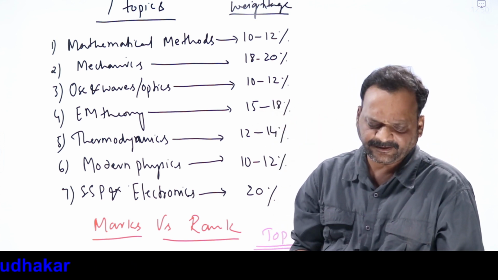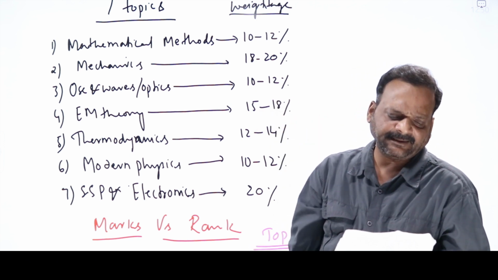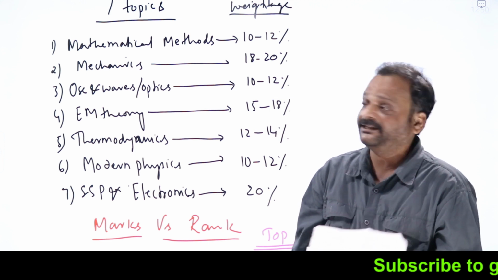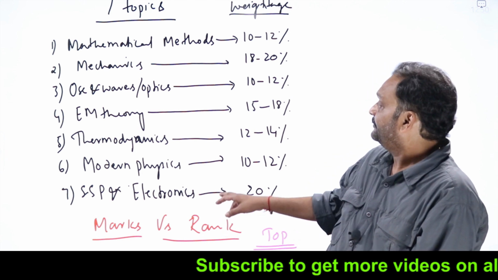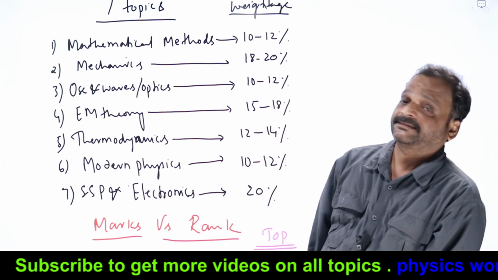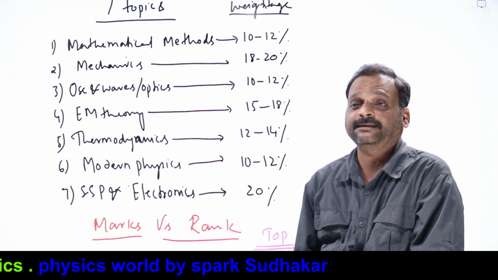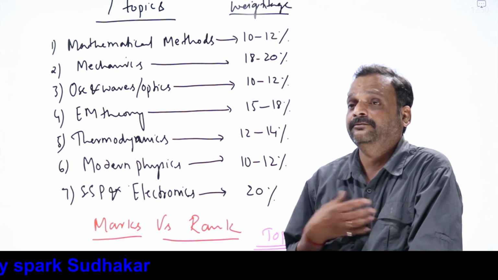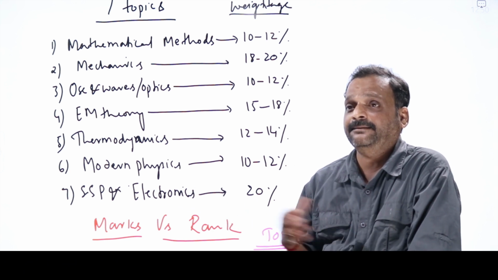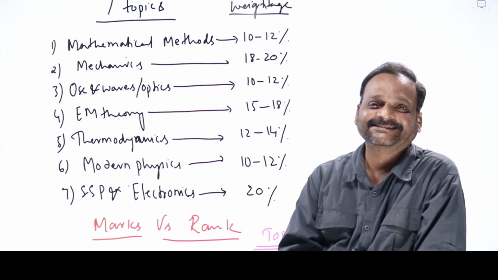Okay, next one, electricity and magnetism. The weightage is around 15 to 18% for electricity and magnetism. And here, nobody can tell which topic is important. I cannot say that Coulomb's law is more important than Ampere's law, or that Ampere's law is more important than Faraday's law.